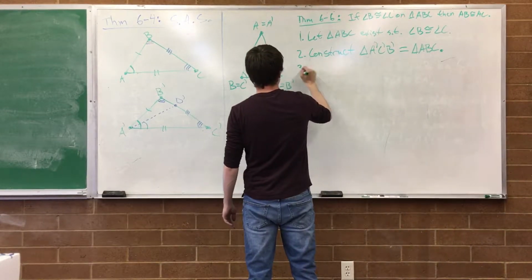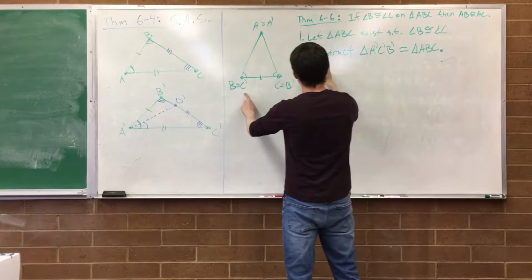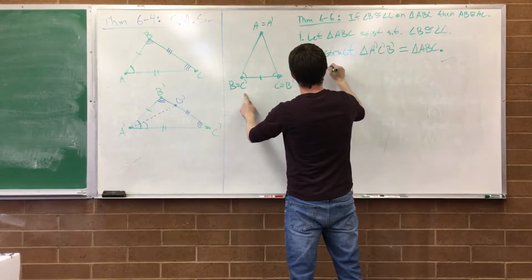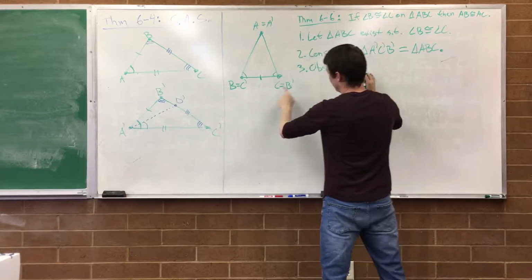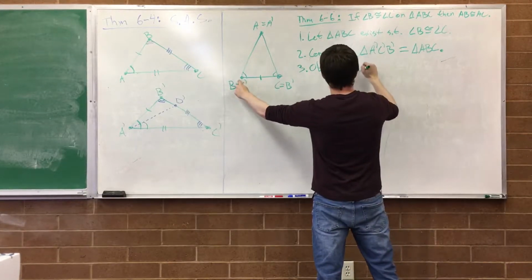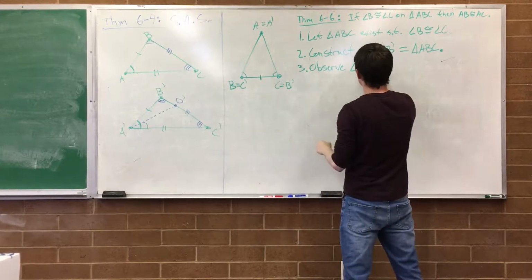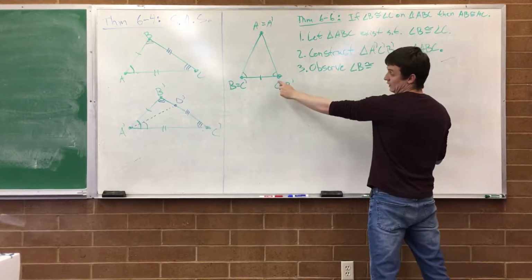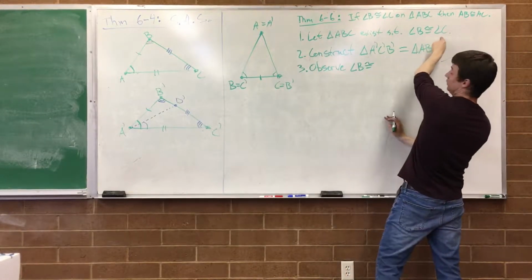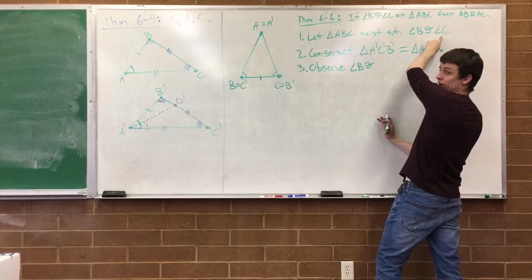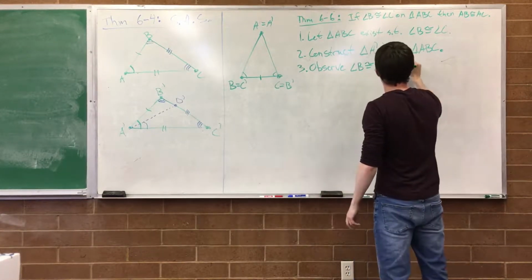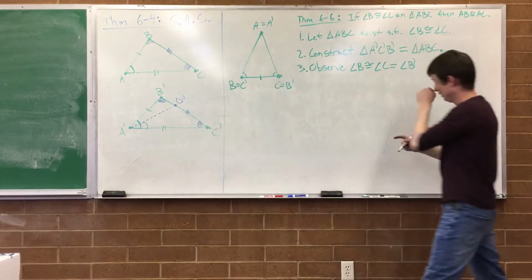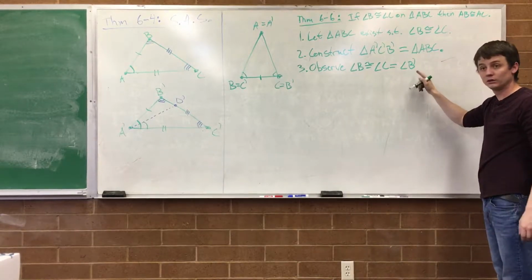So then we have, observe that angle, we'll start with angle B. Angle B is congruent to angle C, by what was given, which is equal to angle B prime. So B is congruent to B prime.